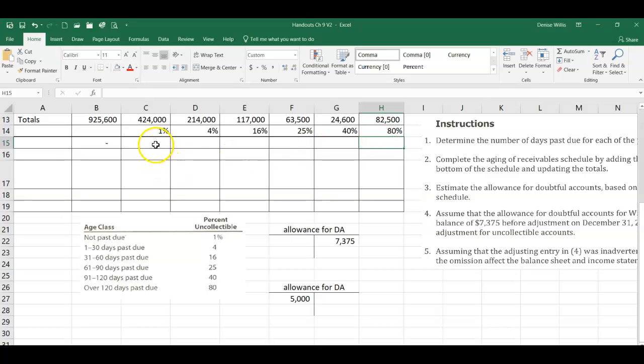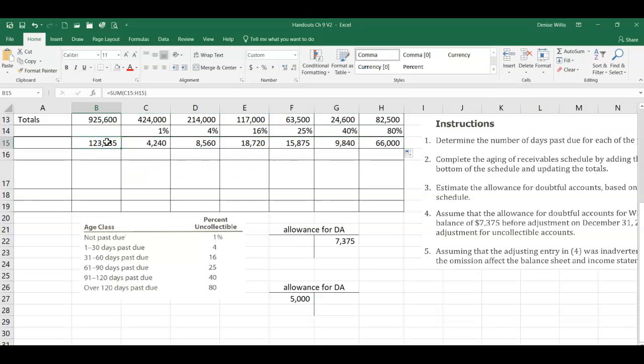Now the next thing we're going to do is multiply. If 1% of this is going to become uncollectible, then that means we don't expect to get $4,240 of that amount. Ignore this number here until we're done, okay? And we'll do the same thing. We're going to multiply each percent times the number above it. 4% times that's this, 16% times that is this, etc.